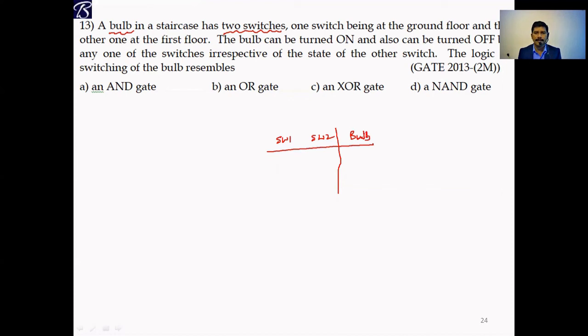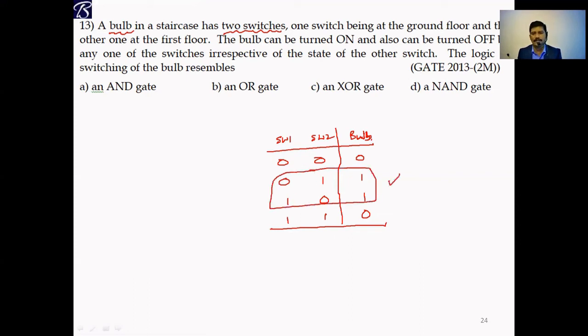This is the bulb. When both switches are off, the bulb will not glow. If switch 2 is on, the bulb will glow, or if switch 1 is on, the bulb will glow. Both on means it will not glow. So to switch on the bulb, any one should be on, then only it is on.